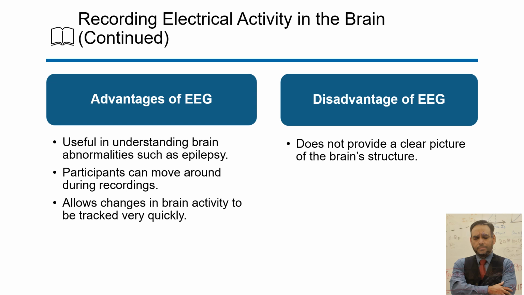EEG measures surface-level information, the activity of the outer layers of the brain. So it doesn't give much information about deeper brain structures, just mainly the outer structures. There is complexity to the interpretation. You get a bunch of wavy lines produced by EEG. We call them EEG traces or EEG waves, which are the alpha, the delta, the theta, and the beta waves. And sometimes it can be complex to interpret.